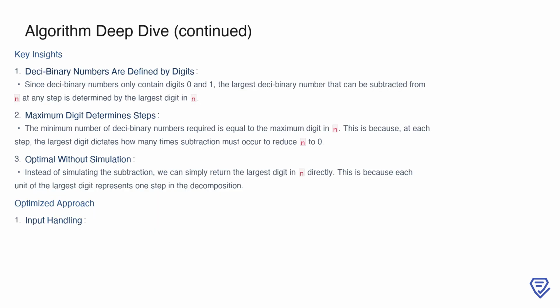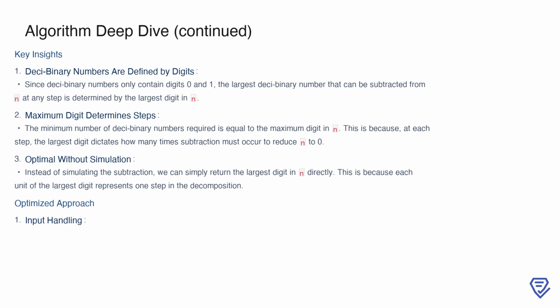The key insight here is that the minimum number of Deci-Binary numbers required to decompose n is directly determined by the largest digit in n. This observation simplifies the problem significantly. Since Deci-Binary numbers contain only zeros and ones, they can only reduce each digit of n by at most 1 in each step. Therefore, the largest digit in n dictates the minimum number of steps required to reduce n to 0. For example, if the largest digit in n is 5, it will take at least 5 Deci-Binary numbers to reduce that digit to 0.